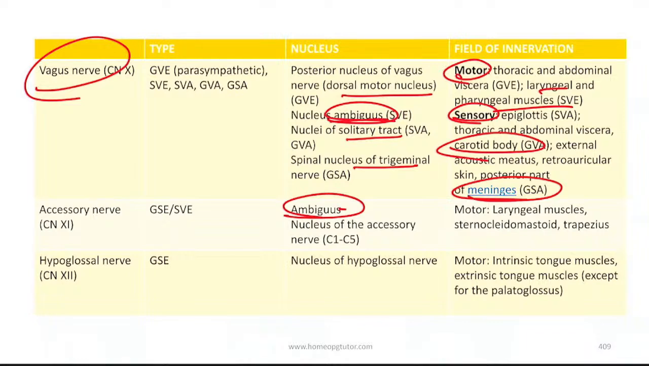The vagus nerve is a major nerve because if the vagus nerve is depressed, all the organs, all the abdominal or thoracic organs will go into malfunction. That is why it is important to know.